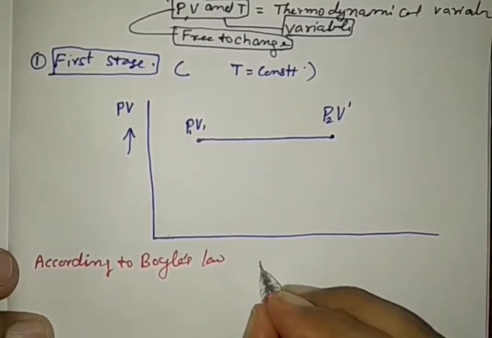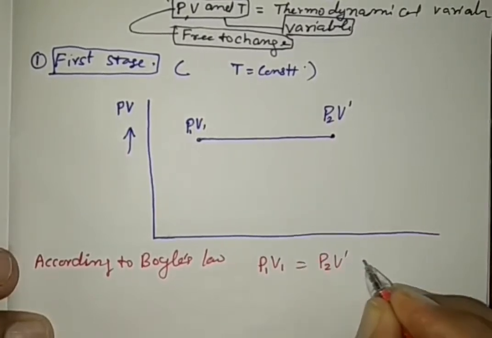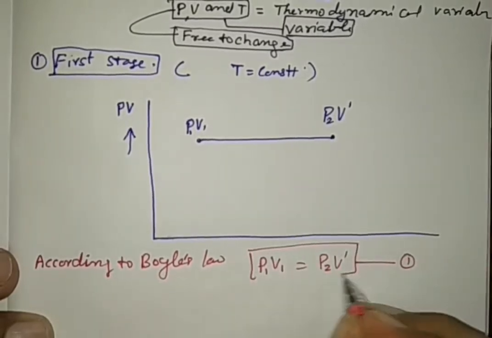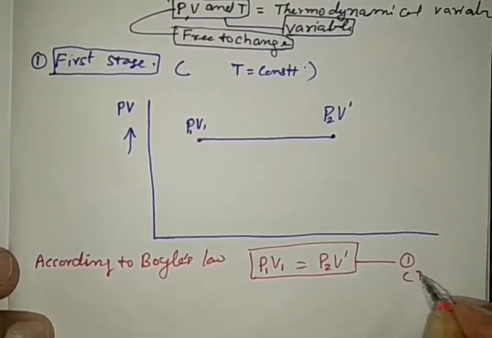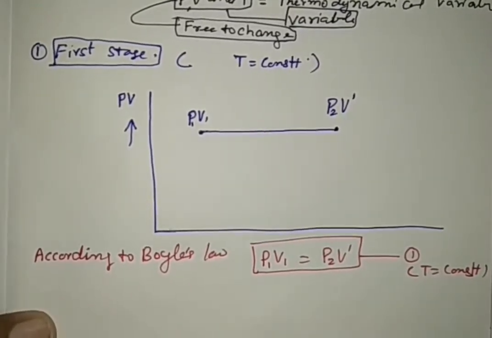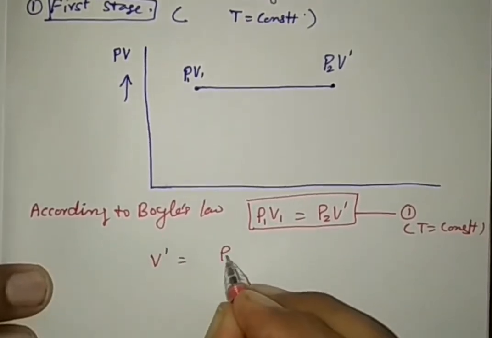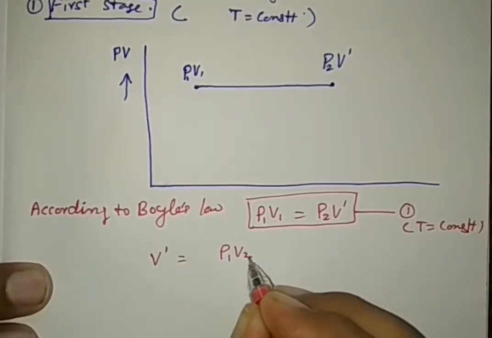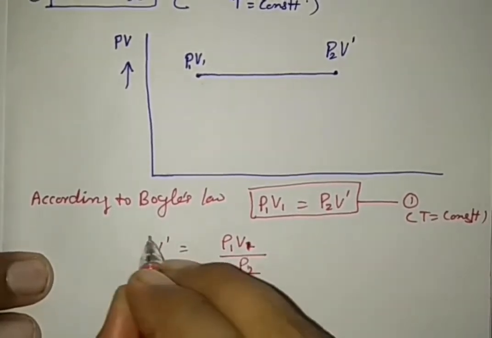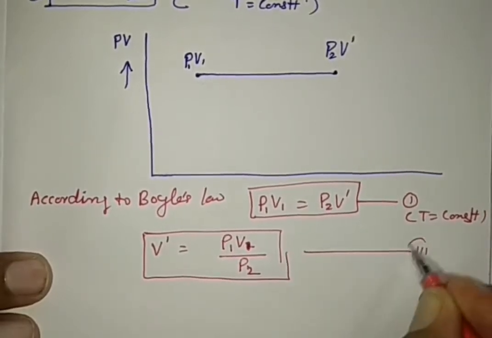So we may write in the first stage, according to Boyle's law, P1 V1 is equal to P2 V dash, as equation number 1. See equation number 1, where temperature is constant in this case. By this equation 1 we can solve for V dash. It is P1 V1 by P2. Right? This is equation number 2.